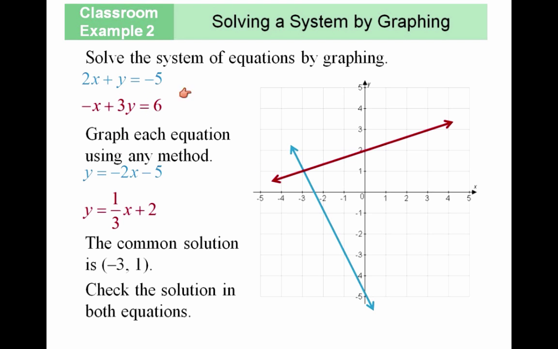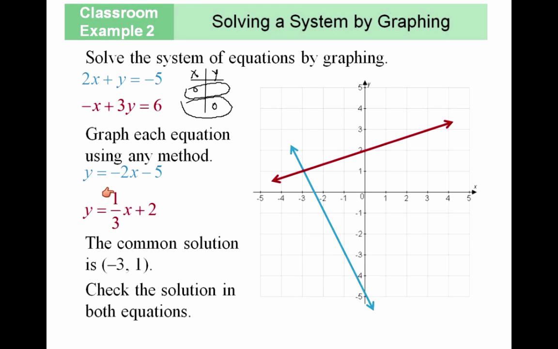To graph these two lines, you could actually find two points instead of writing the equations in this form. I could go ahead and make a little chart here and say if x is equal to 0, solve for y, or if y is equal to 0, solve for x. You could look for x and y intercepts, or you could look for any two points to graph these lines. So it doesn't have to be this form.